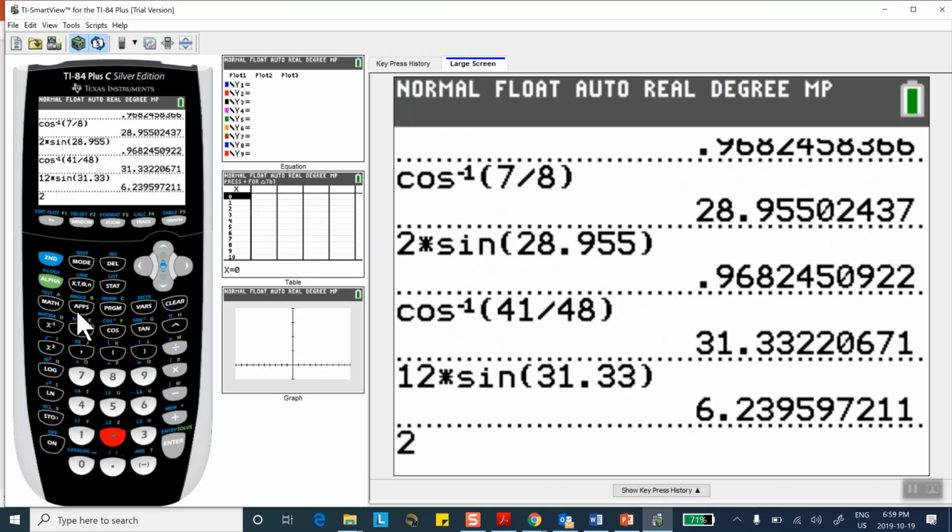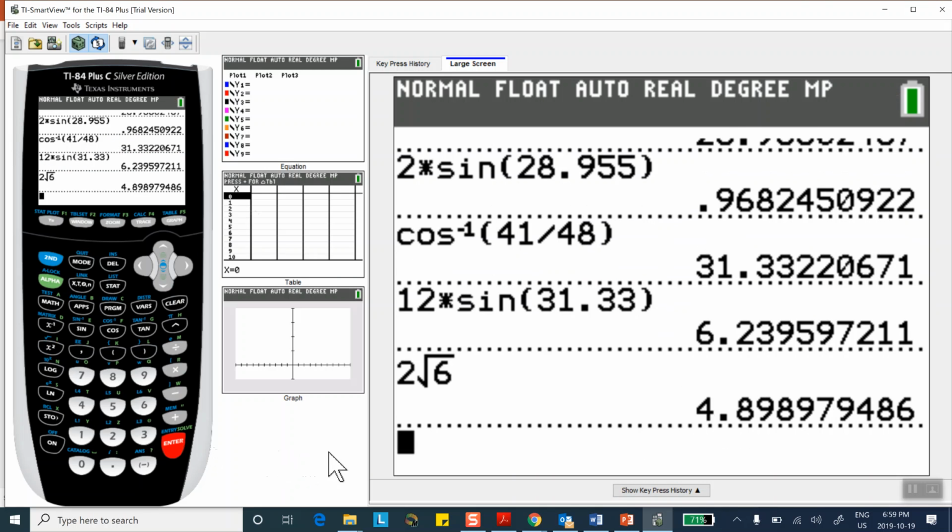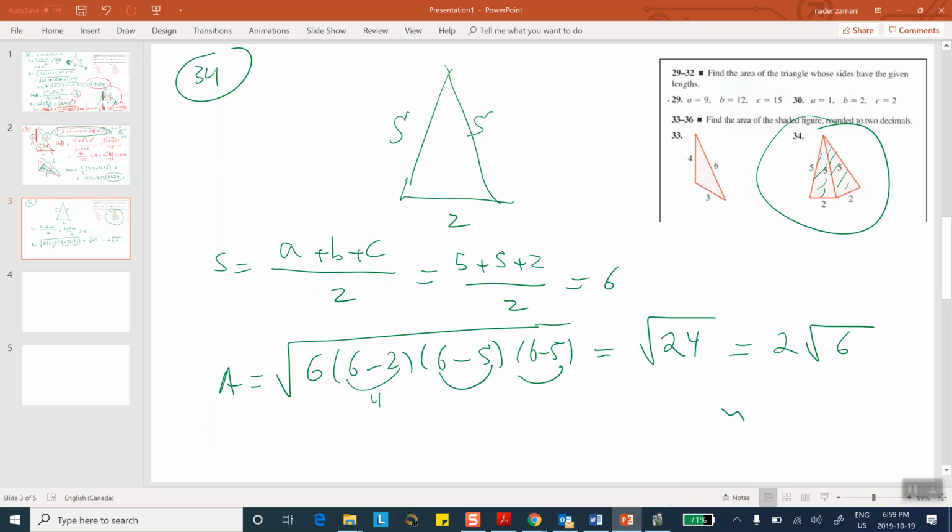Let's plug it in. 2 root 6. 4.8. If I round this to the first digit, it's going to be 4.9. Approximately 4.9. I strongly advise you, if you go and find, for example, this angle, and here's the altitude, and here's the base, you should be getting that number. It's a good practice for checking your knowledge of law of cosine and sine.